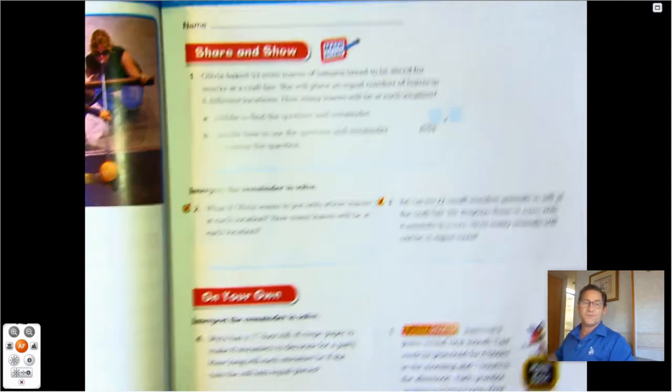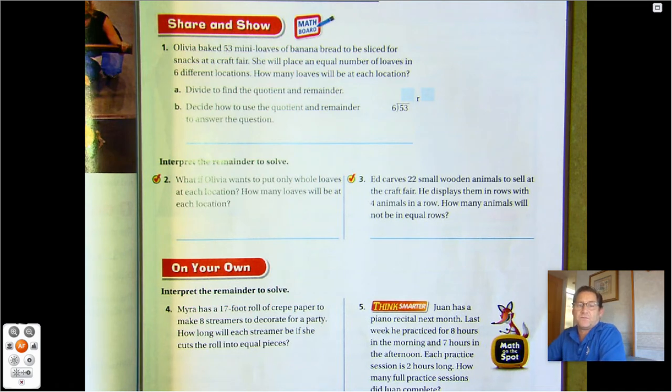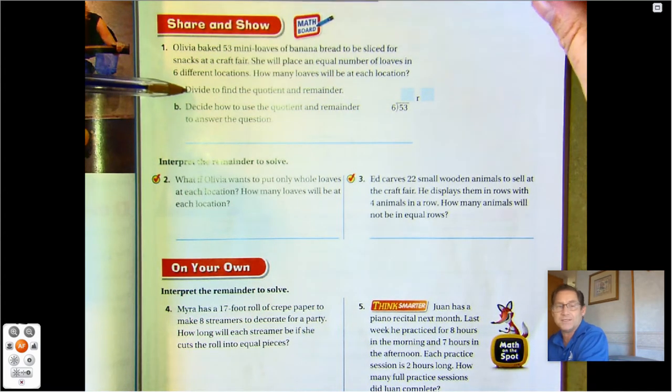$153. Olivia baked 53 mini loaves of banana bread to be sliced for snacks at a craft fair. She'll place an equal number of loaves in 6 different locations. How many loaves will be at each location? And so part A, divide to find the quotient and the remainder.